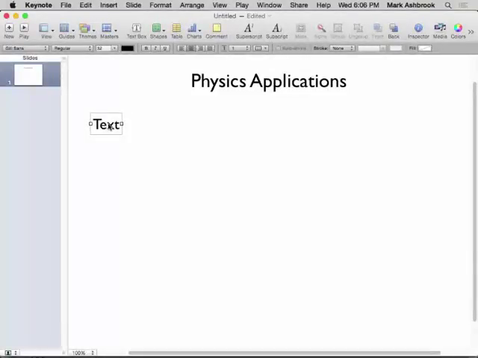Okay, so let's start with some basic physics tools.